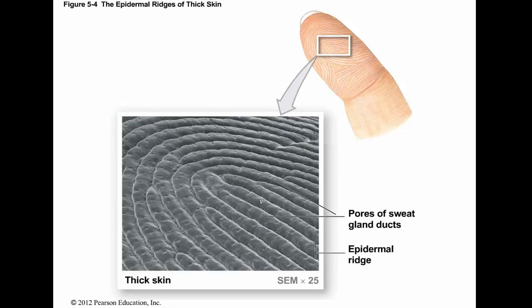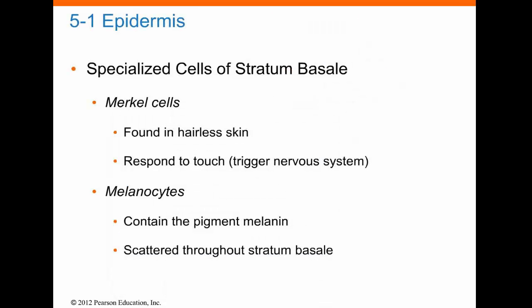You can see here in this thick skin that we're looking at pores of sweat ducts and the epidermal ridges. Specialized cells of the stratum basale, we've got the Merkel cells that are found on hairless skin and respond to touch and trigger the nervous system. Then you've got the melanocytes, as we've spoken about before, that contain the pigment melanin, and they're scattered through the stratum basale.